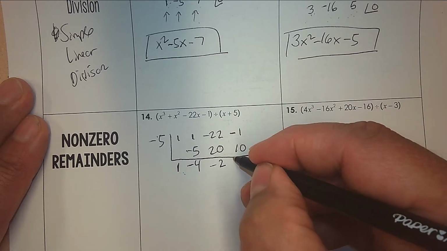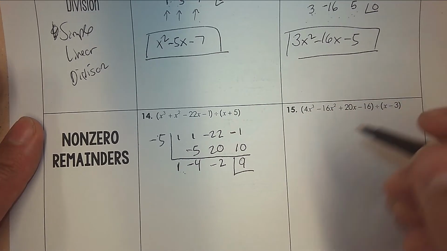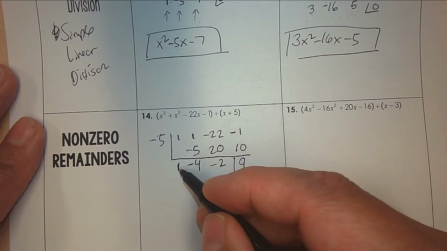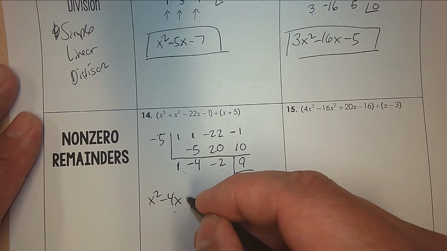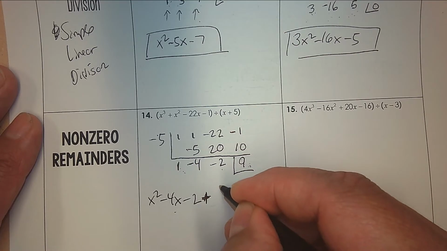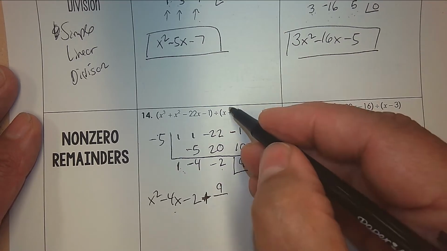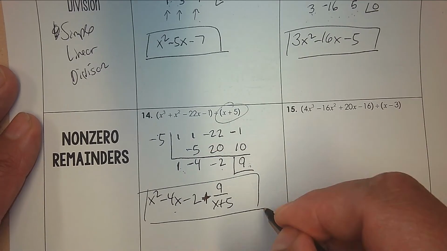Now I always box out the last one to remind myself that's the remainder. So in this case, the remainder is 9. So we have 1x squared, negative 4x, negative 2, but then we have a remainder. And it's a positive remainder, so we're adding. That's the numerator. And what we divided by is x plus 5, and we have our answer.